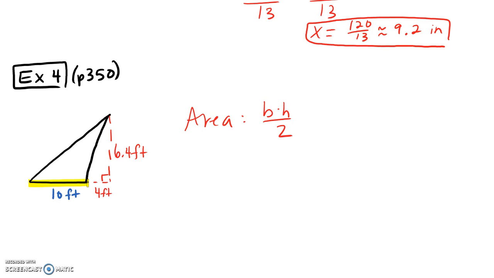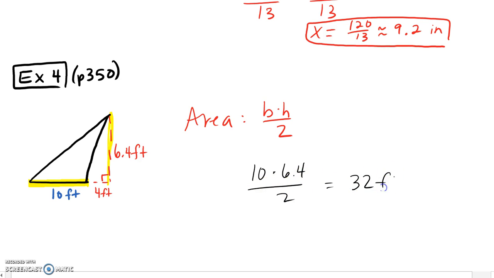They gave us two numbers. Which is it? Well, it's the one that's perpendicular to the base. That 4 feet is kind of irrelevant to the problem, so just make sure you understand that they have to be perpendicular. So 10 times 6.4 divided by 2 is 32 square feet.